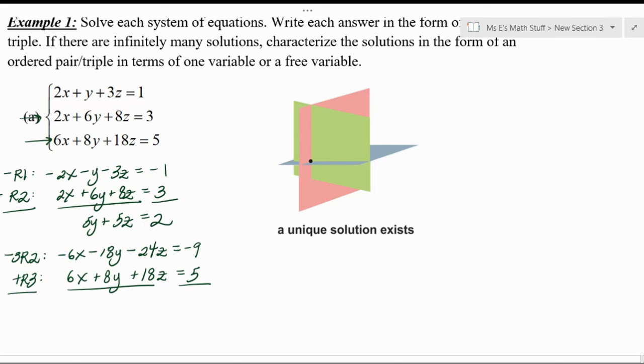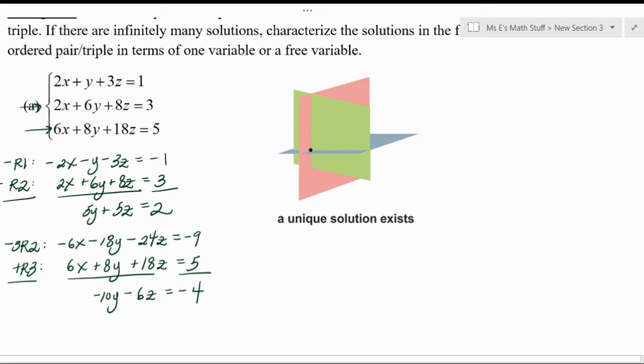Okay, now let's add them together. We get 0 x's, which was on purpose, we get negative 10 y's, and negative 6z equals negative 4. Notice that this equation could easily be reduced by a factor of 2 by multiplying both sides by 1/2. Actually, let's get rid of the negativity as well. Let's multiply both sides by, actually, no, I like the negativity. Never mind. All right, multiply both sides by positive 1/2, and we'd get negative 5y minus 3z equals negative 2.